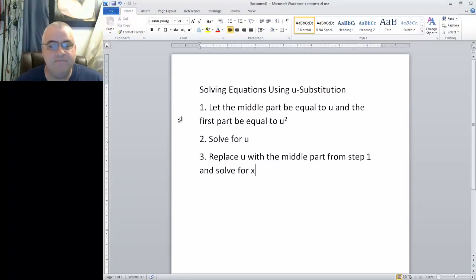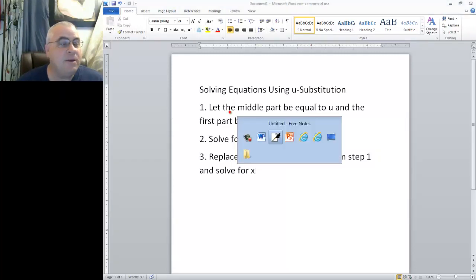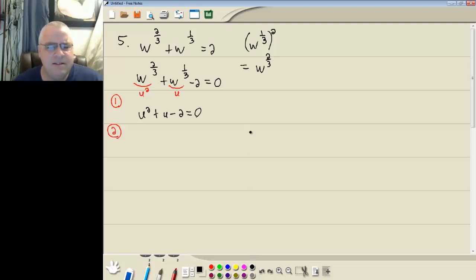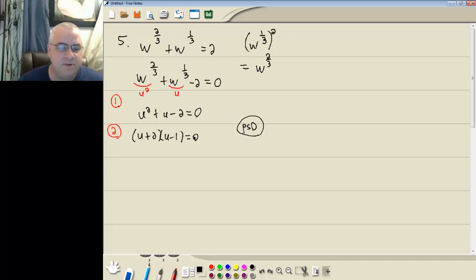Okay, step 1. Let the middle part be equal to u, first part be equal to u squared. So this w to the 1/3 be u, and this w to the 2/3 will be u squared. So we can rewrite this as u squared plus u minus 2 equal to 0. It'll always be in quadratic form after you get done with your U-substitution. Step 2, solve for u. This is a PST. So factors as u plus 2 times u minus 1 equal to 0.